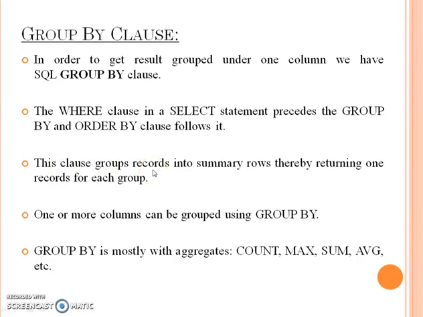This clause groups the records into a summary of records, thereby returning only one record for each group. So if we have multiple rows containing the record for a city equal to Pune, we are going to get only a single record for the city Pune if we use the group by clause. Thus, one or more columns can be grouped using the group by clause. Mostly the group by clause is used with the aggregate functions: count, max, sum, average, etc.